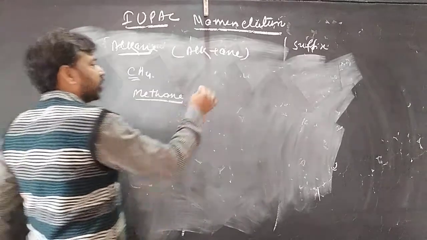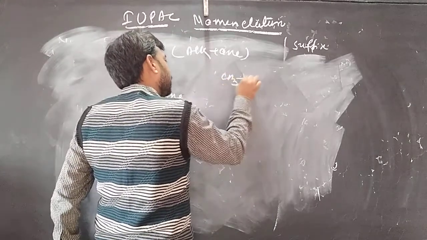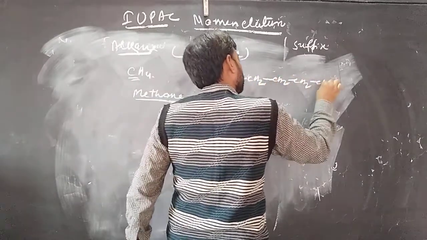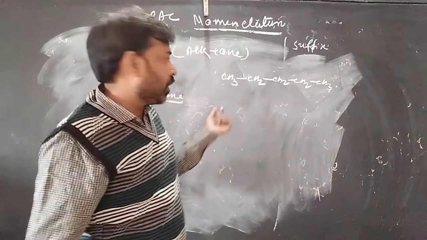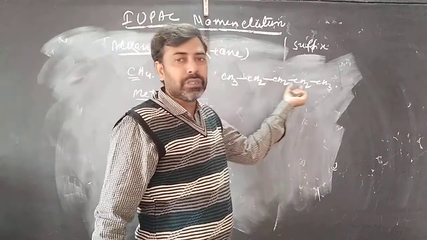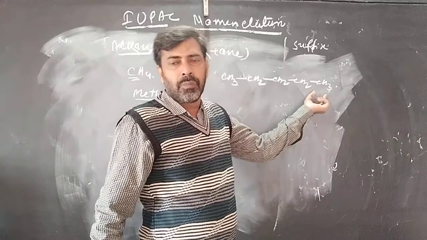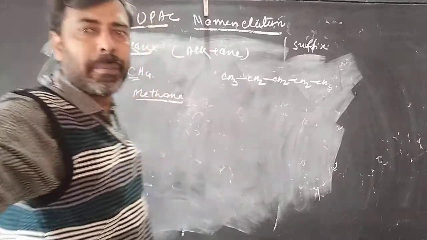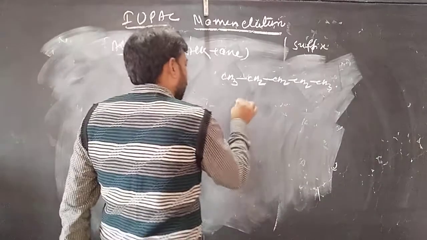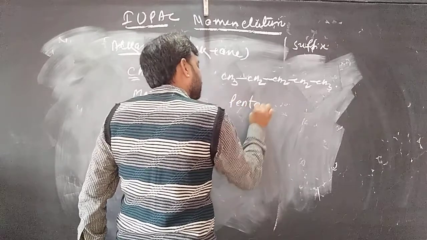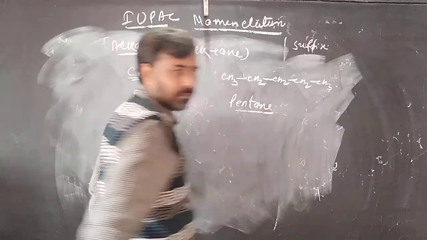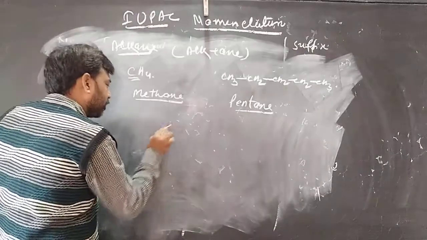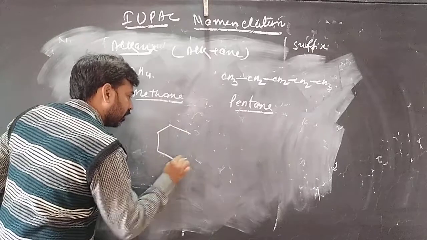When you see this compound, CH3, CH2, CH2, CH2 and CH3, what is the number of carbons here? 1, 2, 3, 4 and 5. 5 carbons means pent plus ane, that is pentane. So with 5 carbons, it is pent plus ane, that is pentane. Clear?